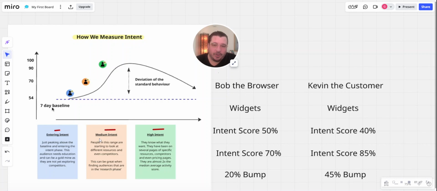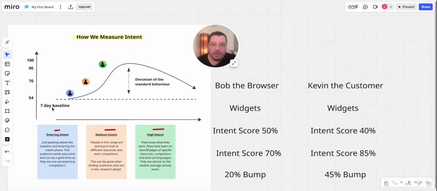The next level, we just call it medium intent. And people in this range are starting to look at different resources or even competitors. And this can be great when finding audiences that are in the research phase. So someone has left the entering intent, and now they might be visiting very specific businesses, very specific websites, typing in very specific keywords. And they're not necessarily searching for reviews or landing on pricing pages or filling out forms, but they've moved beyond just trying to learn about something and are actually showing some type of intent towards a purchase.